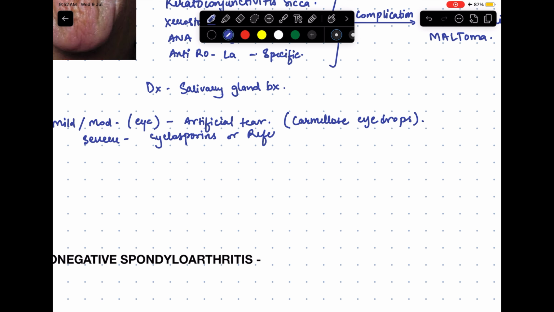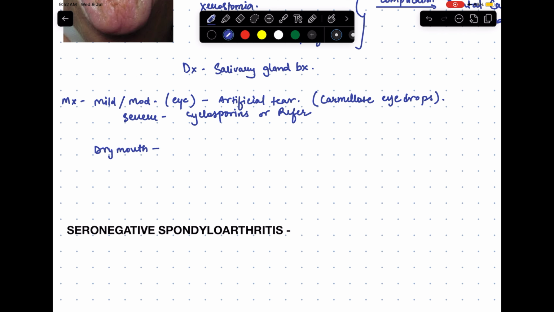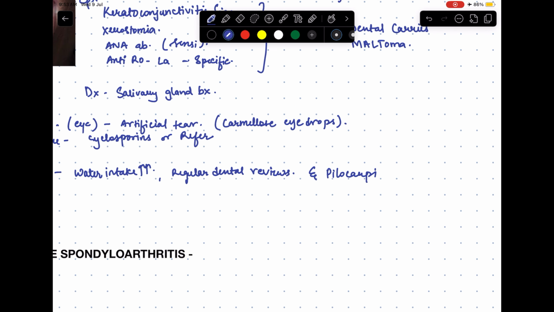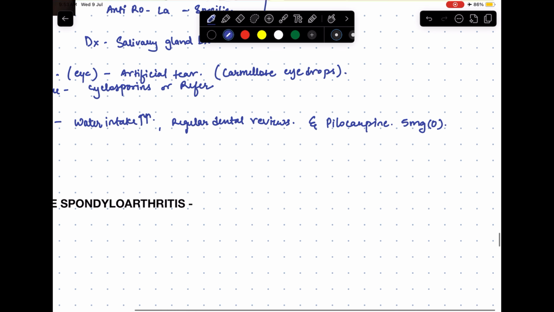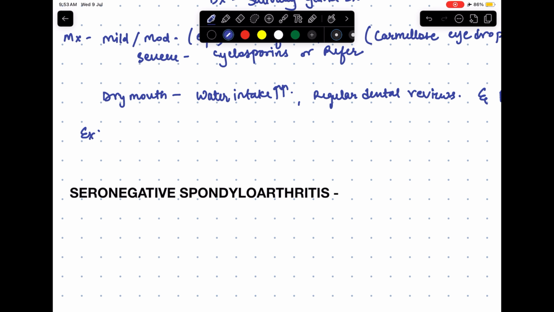Now for the dry mouth, we are advising the patient to increase their water intake, to have regular dental reviews, or they can use pilocarpine 5 mg oral. This drug is mentioned in RACGP guidelines, so I have taken this directly from there. And if the patient is having extraglandular symptoms, for that we can use hydroxychloroquine, methotrexate or rituximab. That's it for the treatment of Sjogren syndrome.